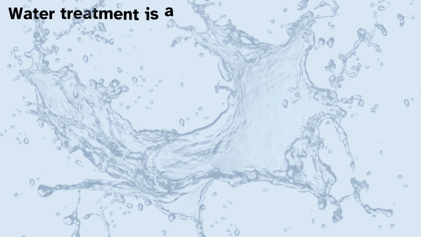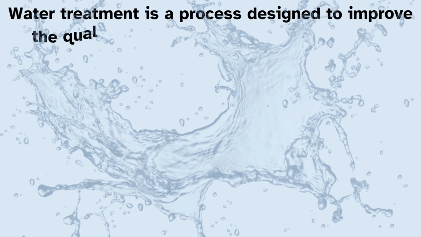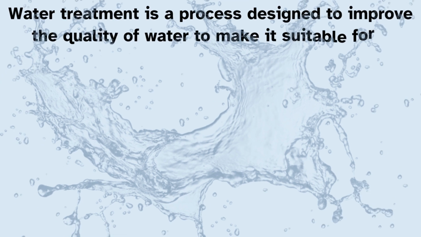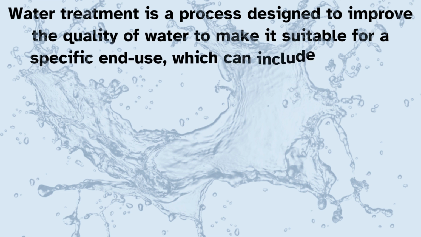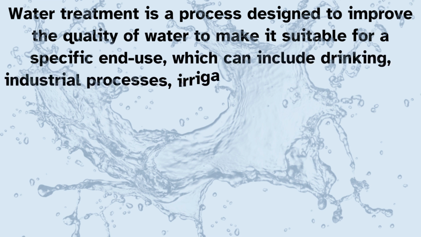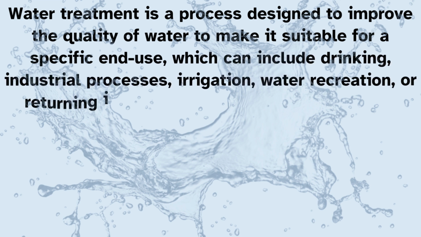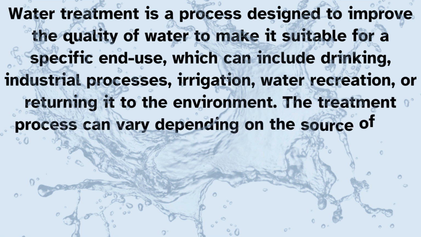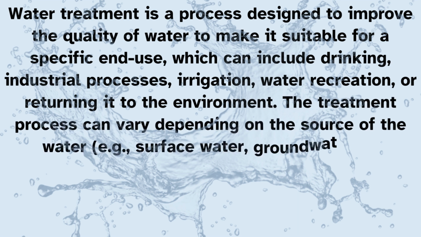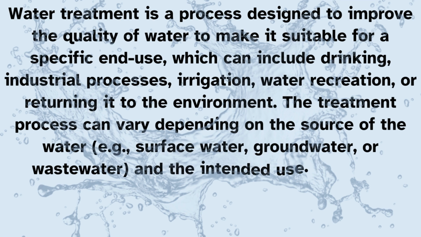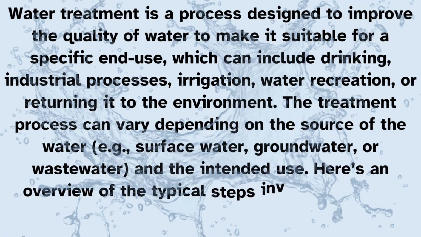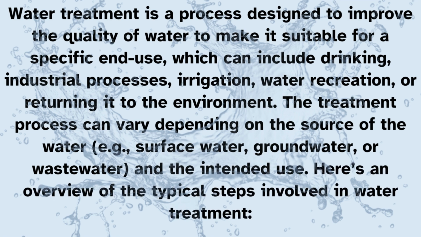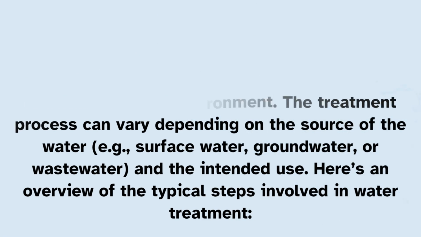Water treatment is a process designed to improve the quality of water to make it suitable for a specific end use, which can include drinking, industrial processes, irrigation, water recreation, or returning it to the environment. The treatment process can vary depending on the source of the water, e.g., surface water, groundwater, or wastewater, and the intended use. Here's an overview of the typical steps involved in water treatment.